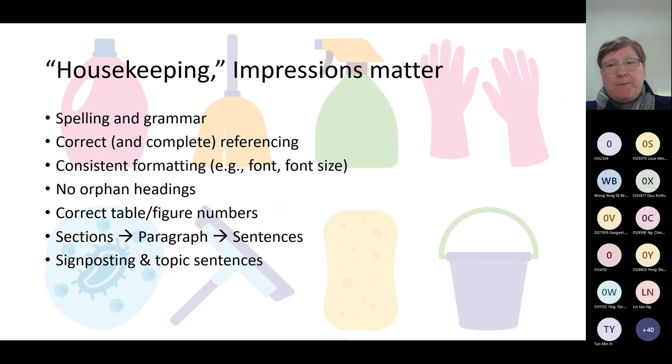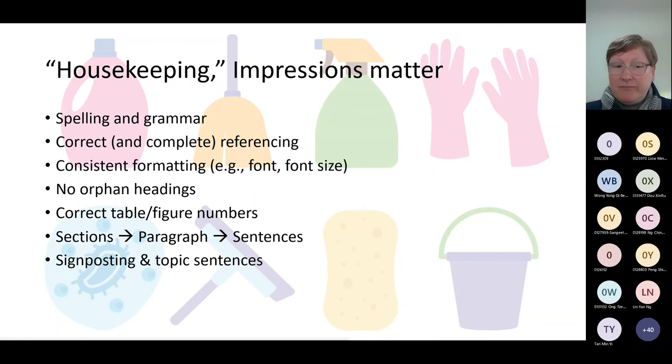Now, with topic sentences, what helps to understand whether your topic sentences are right, are working, is if you just read that first sentence of every paragraph throughout the dissertation. It should make sense. It should tell its own story. So these are kind of all housekeeping issues. They're about impression management, ensuring that when your reader or your marker looks at your document, the document makes sense to them. I'm hoping that makes sense to you as well.